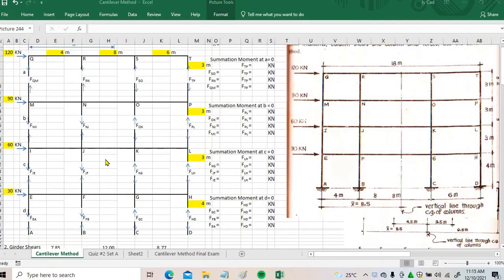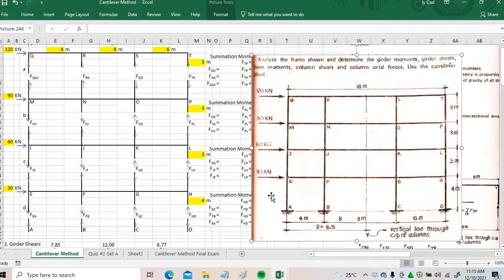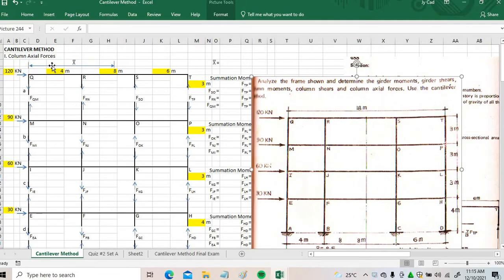Ito ang ating sample. We have here a 4-story building with column spacings of 4, 8, and 6 meters. Ito siya, yung mga naka-yellow. With lateral forces 120, 90, 60, and 30. Same as from this book. And then story heights of 4 and then the rest is 3 meters.